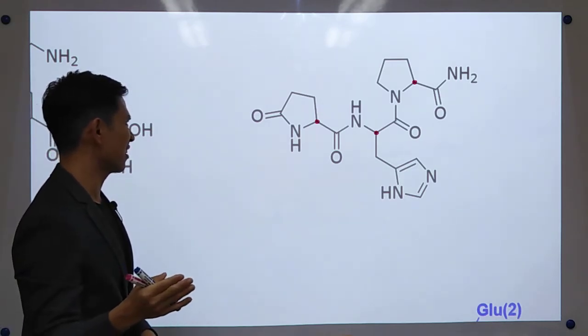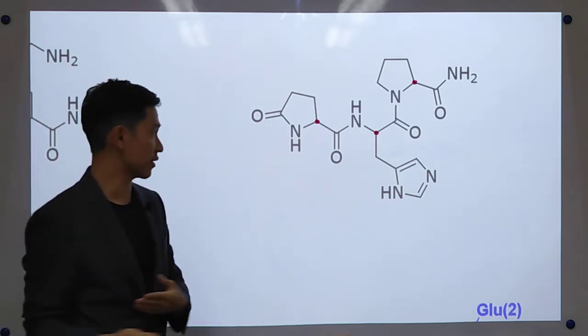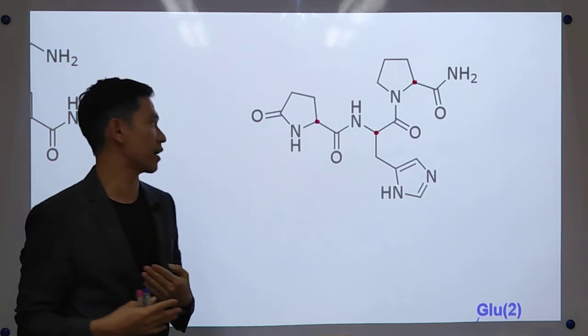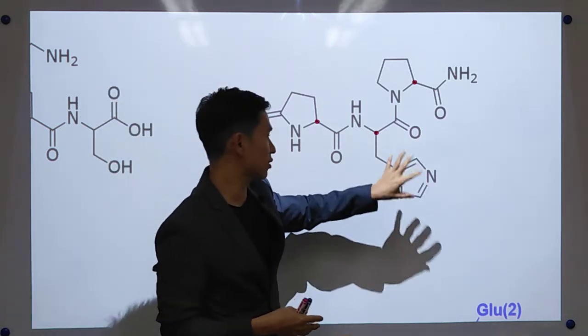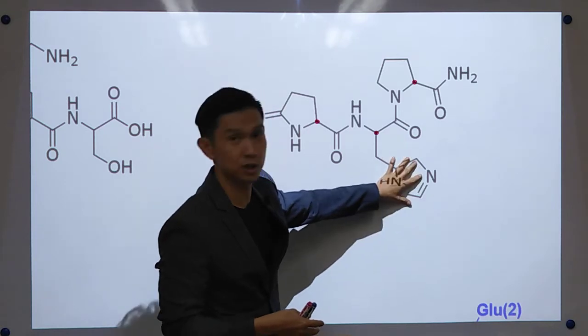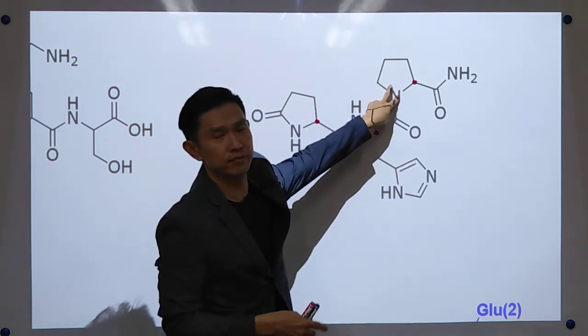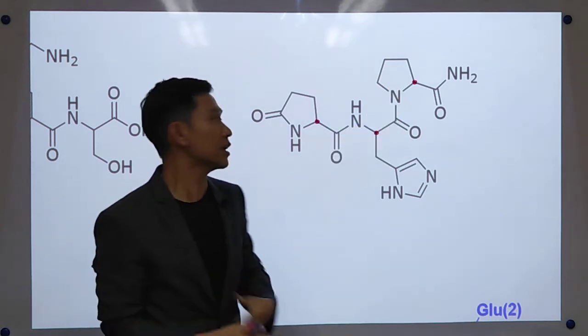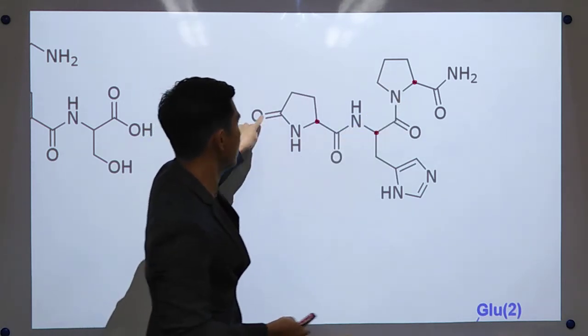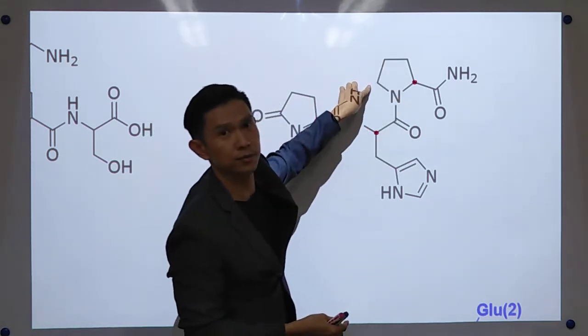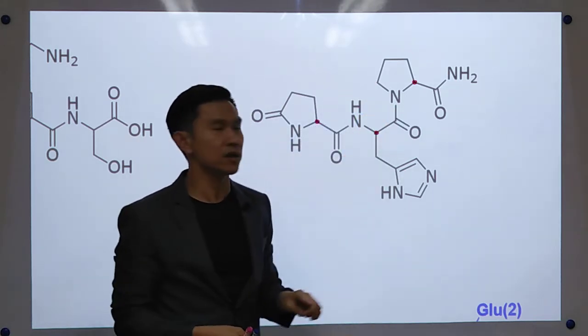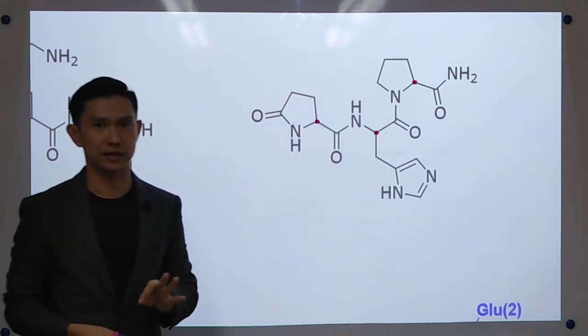And nothing is the same, right? 3 different kinds of amino acid. This one is called histidine. You have the R group, which is obviously shown here. This 5-membered ring and this 5-membered ring are not the same, because this one has a carbonyl group, but this one doesn't have the carbonyl group in the ring. So we have 3 different kinds of amino acids.